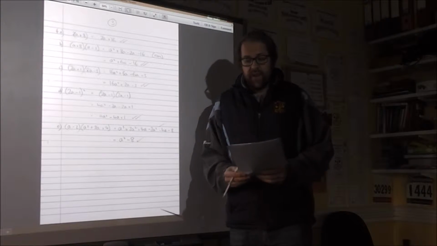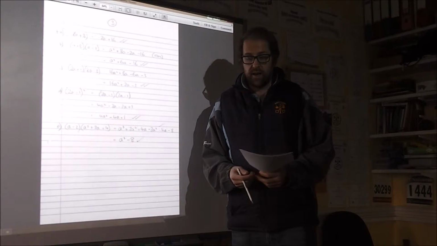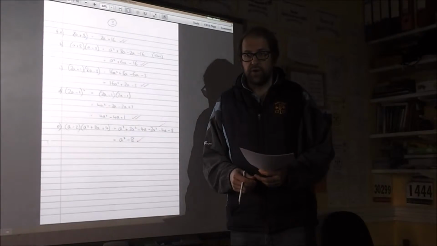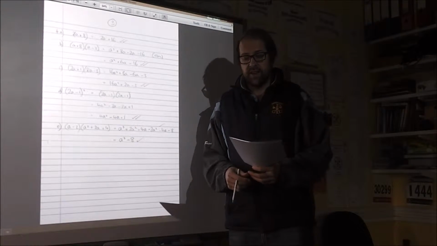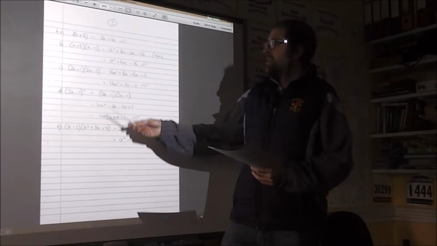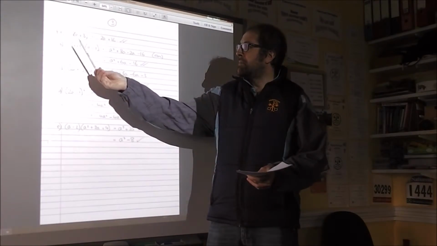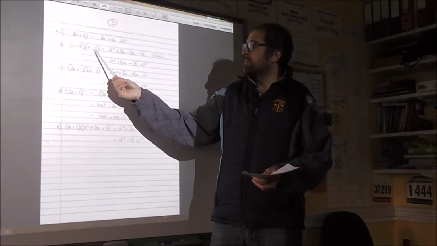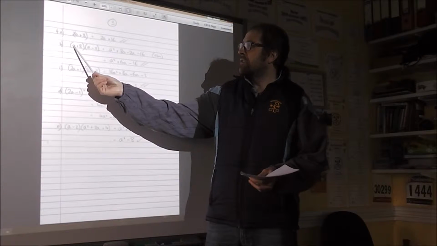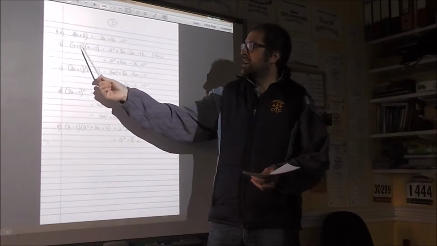Question 4 and 5 require you to know how to multiply 2 brackets. The trick is to remember FOIL, which stands for first, outsides, insides, and last. Part A, quite simple, just multiply them out. Part B, first is a times a is a squared. Outside, a times minus 2 is minus 2a.